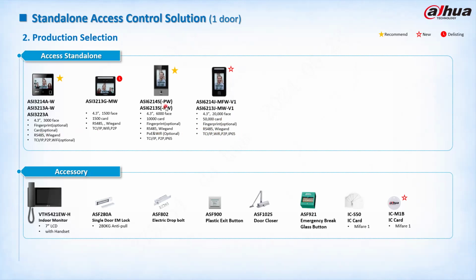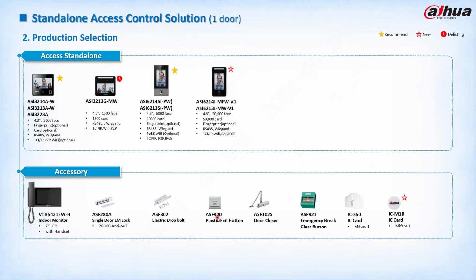Some accessories that you might include in this solution are, for example, the VTH 5221EW. That's best suited for visitor management access. Again, this has a handheld handset. Alongside, you can add the single door electromagnetic door lock, that supports locking of that particular single door. We have this electric drop bolt, that's another lock.